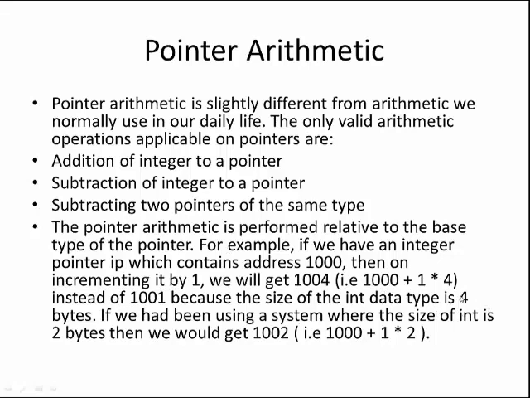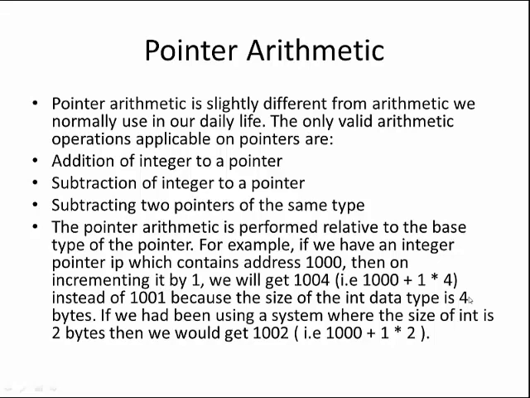The size of integer data type which we are taking with this particular compiler is 4 bytes. If we are having any system in which we take the size of the integer as 2 bytes, then it will definitely be 1002. This is the arithmetic procedure which we need to follow while we are working with pointers. Similarly, in case of float, we'll use 4. In case of double, we use 8. In case of char, we use 1.